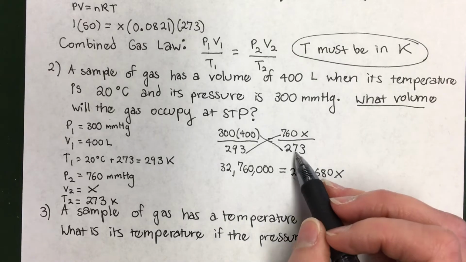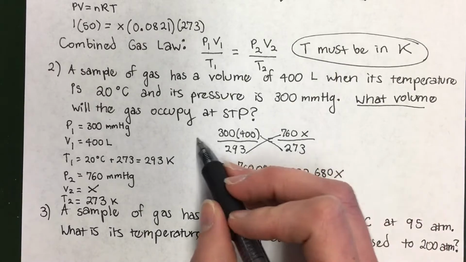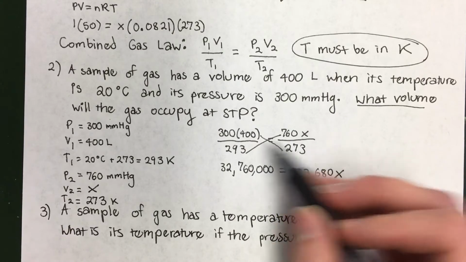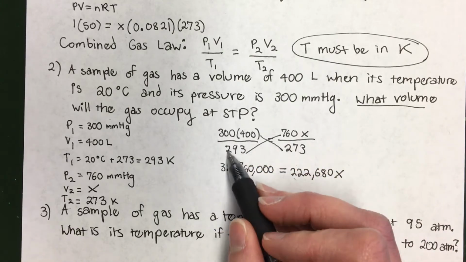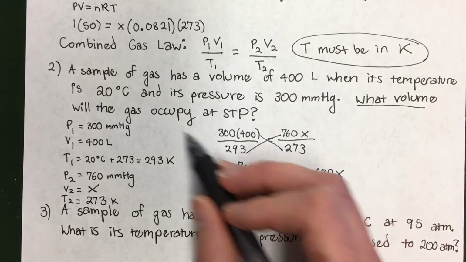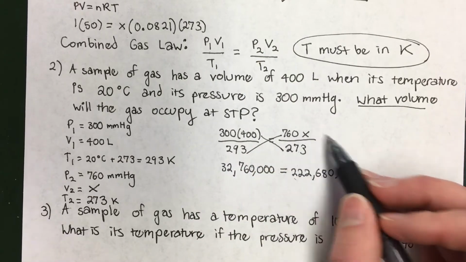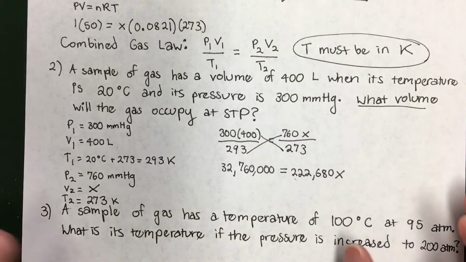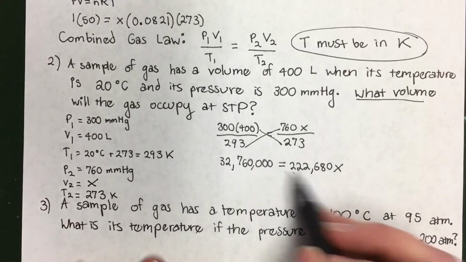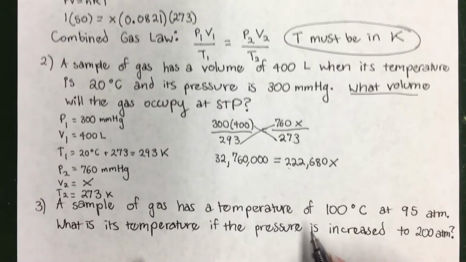You can also think about multiplying both sides by 273, which would just cross out on this side, and then you'd end up with 273 on here. And then multiplying both sides by 293, which would just cross out over here, and then you'd multiply by 293 over here, if that makes more sense to you. Anyway, however you get to this point is good, as long as you get to this point correctly.